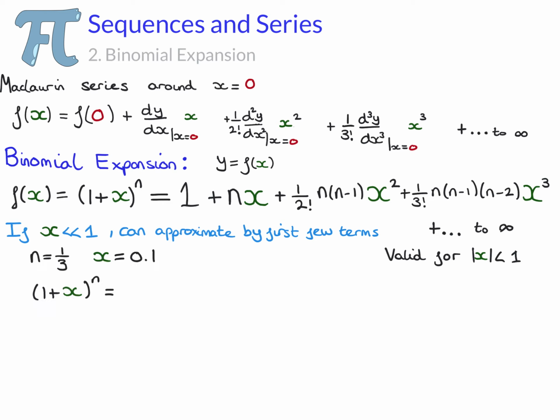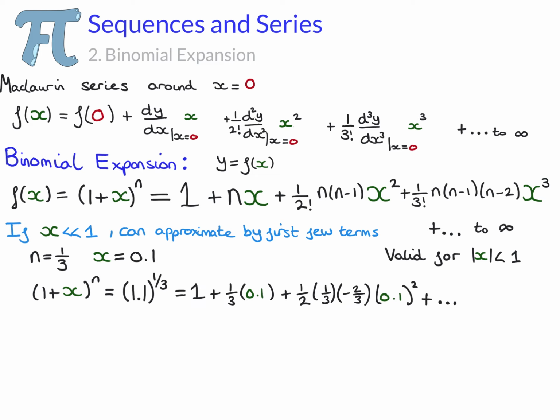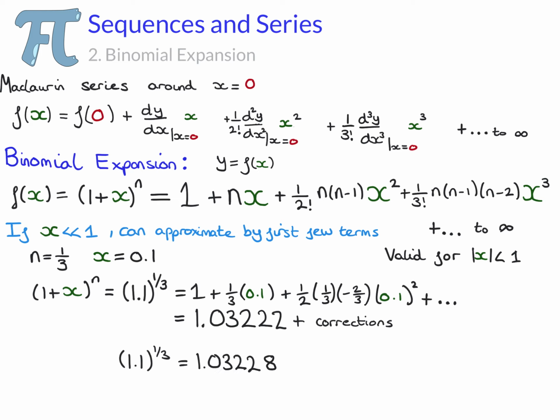For example, here if we set n to 1/3 and x to 0.1, we would be looking for the value of 1.1 to the power of 1/3. By using just the 3 terms in the expansion, with n is equal to 1/3 and x is equal to 0.1, we get this result. The result of 1.1 to the power of 1/3 in our calculator is this, and we can see just how accurate the 3-term estimate is.